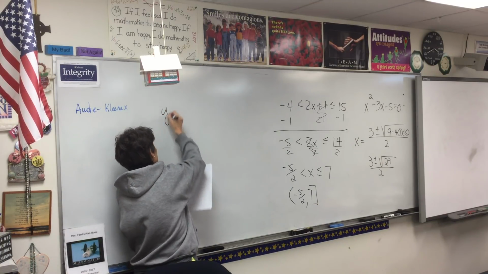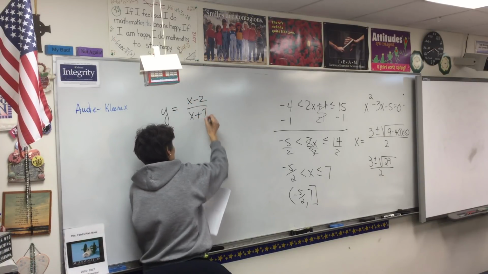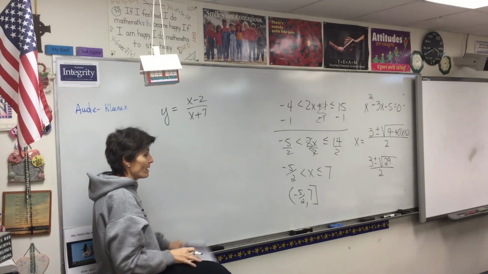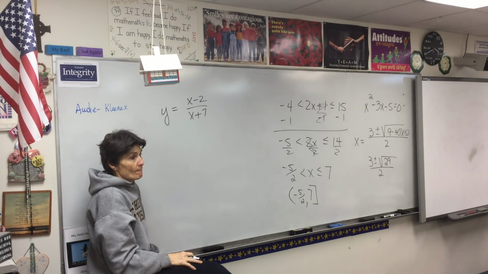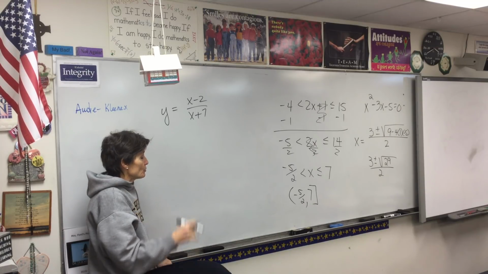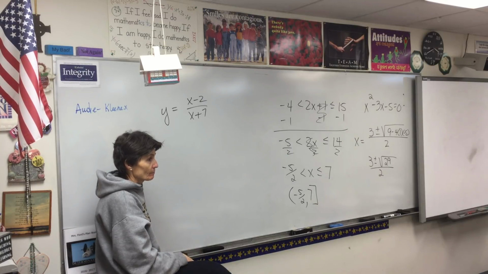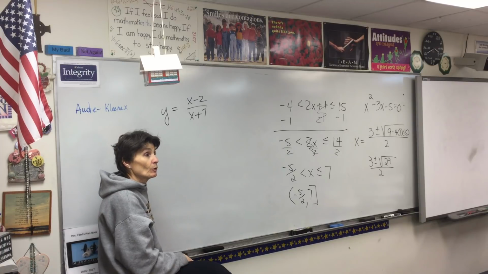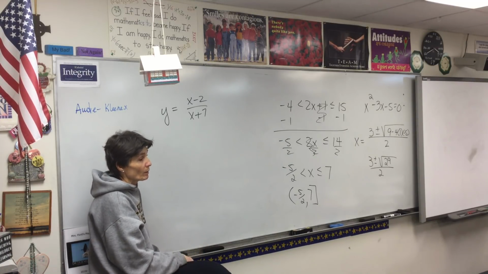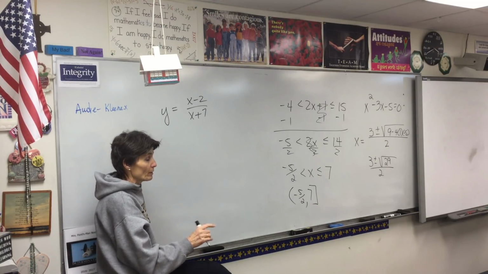y equals x minus 2 over x plus 7. And we want to know the domain. Right? There are two things to worry about with domains. Everybody remember what the two things are? You don't want it to equal a non-real number. The only way it's going to equal a non-real number, Max, is if you have a radical, and whatever's under the radical has to be positive. I don't have a radical, so I don't need to worry about that one.